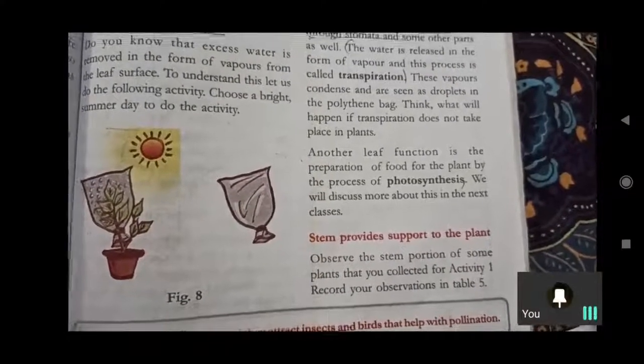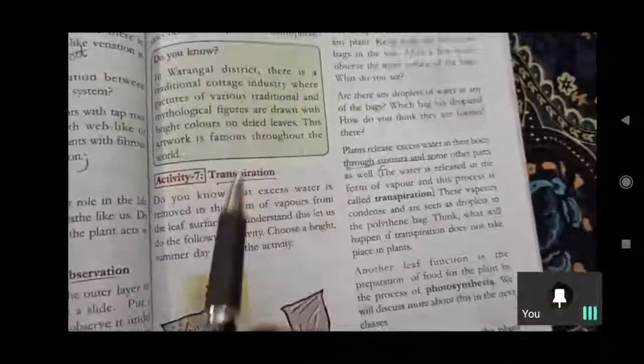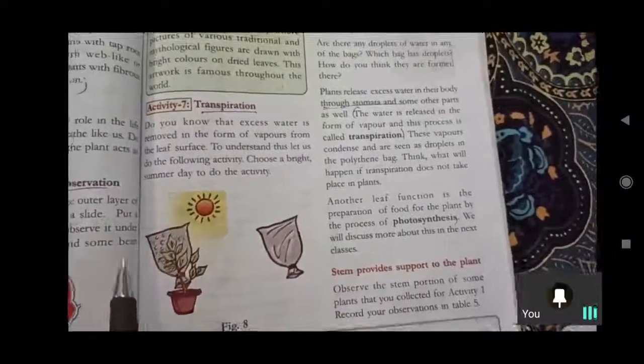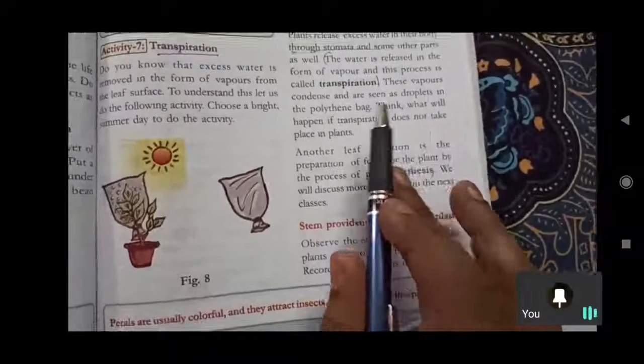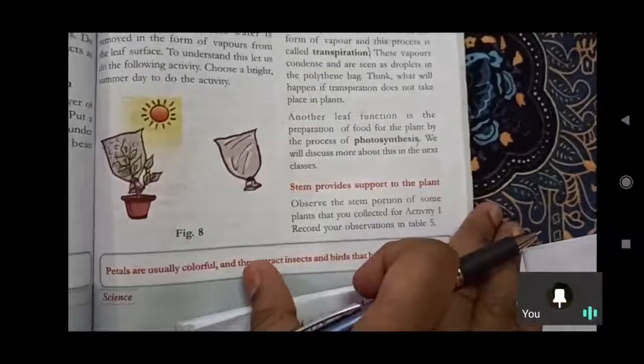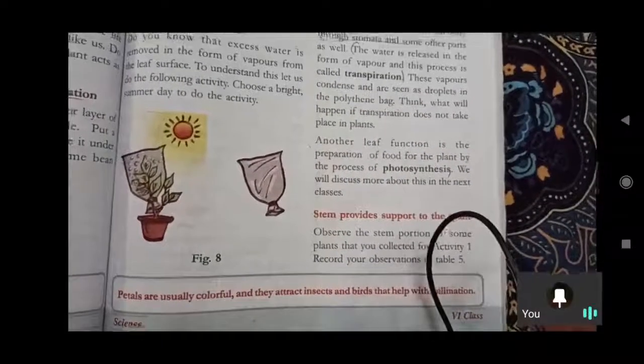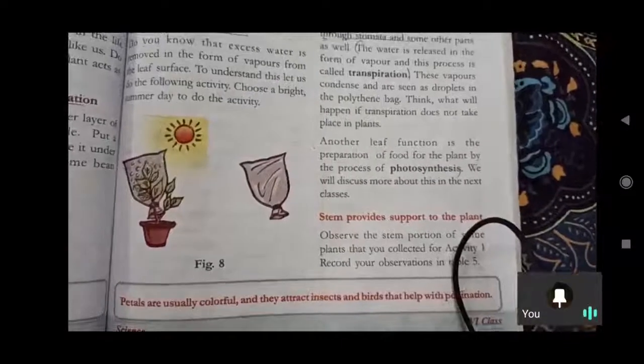So in that manner the leaf functions. What are those? Gaseous exchange through stomata, transpiration and photosynthesis. These all are the functions of the leaf. And the next one is stem. Stem provides support to the plant, that we will discuss tomorrow. Okay.